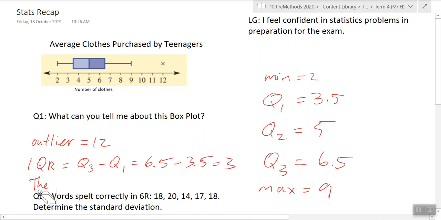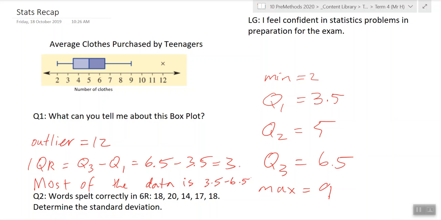Very good. So, if you didn't write it down already, most of the data, or I should say most of the number of clothes, is between 3.5 and 6.5. So most teenagers purchased between 3.5 clothes and 6.5 clothes, okay? On average.